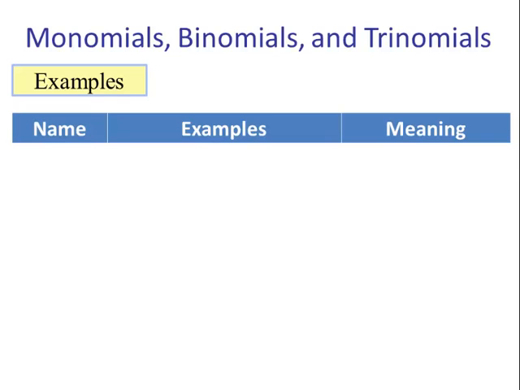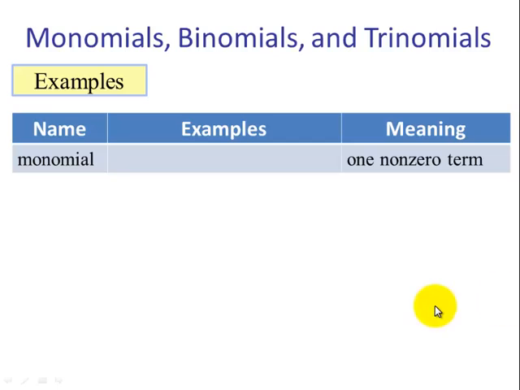So let's review. A monomial means that the polynomial has one non-zero term. Here are some examples. 4x to the 7th is a monomial. It's one term. x cubed is. Negative 9x squared y cubed is a monomial, and also negative 3 is.